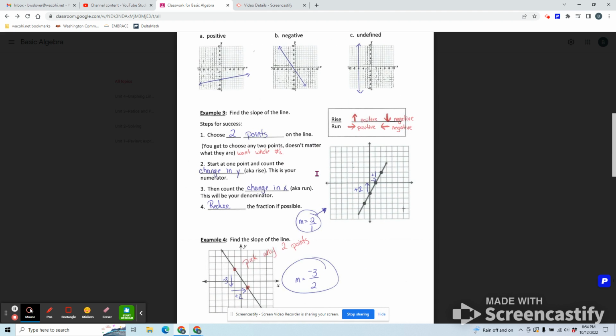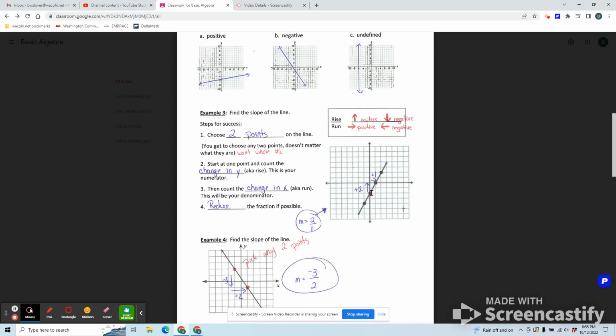So now that we kind of know what it looks like, let's figure out what the slope is if I give you a graph. So your steps for success. Choose 2 points on the line. It doesn't matter what points they are. I just encourage you to use whole numbers. So what I mean by that is here and here I have nice whole numbers, meaning that point is at the corner of one of those grids.